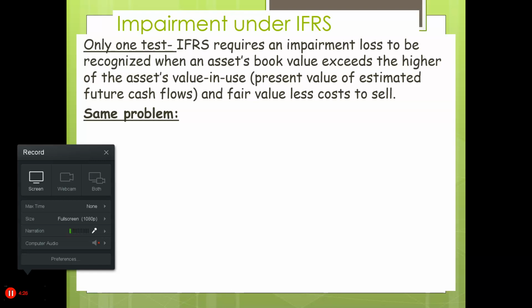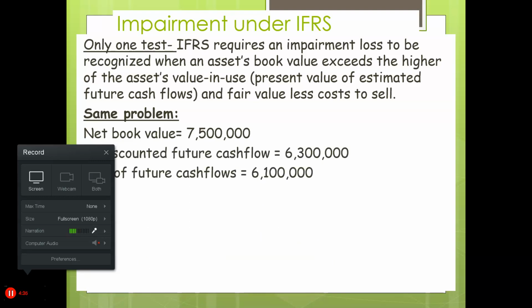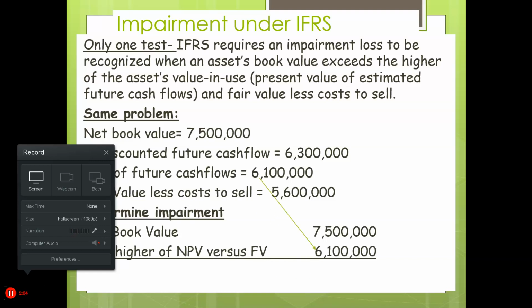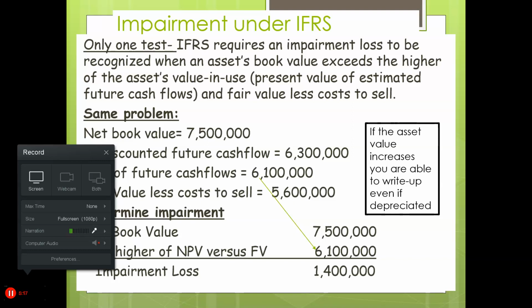Now, what does it look like under the international standard? Well, we have a net book value of 7.5. We have undiscounted cash flows of 6.3. We have a net present value of future cash flows of 6.1, and we have a fair value less cost to sell of 5.6. We have to determine under the international standard, is there an impairment? So we're going to take the net book value less the higher of the net present value versus the fair value less cost to sell, which is 6.1, and we're going to have an impairment loss of 1.4 million. Now, if the asset value increases, you are able to write up even if it's been depreciated under the international standard.